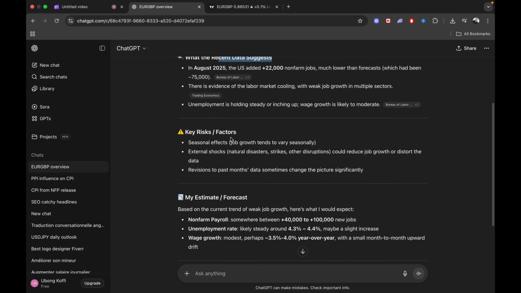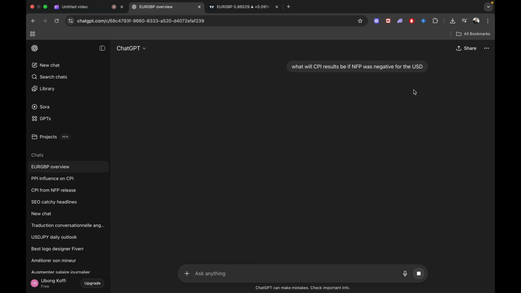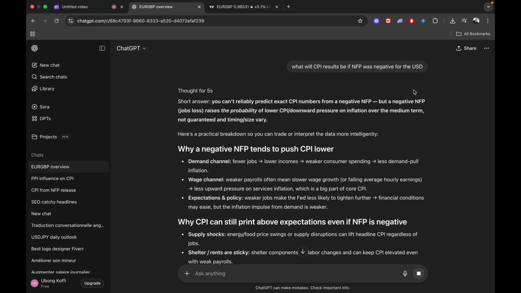Now with the NFP results, you will be able to suggest CPI results. So you can ask ChatGPT, what will CPI results be if NFP was negative for the US dollar? With this correlation, ChatGPT will give you some answers which will guide you to take your trades. NFP results come out first before CPI. So with this, you will now know what to do.